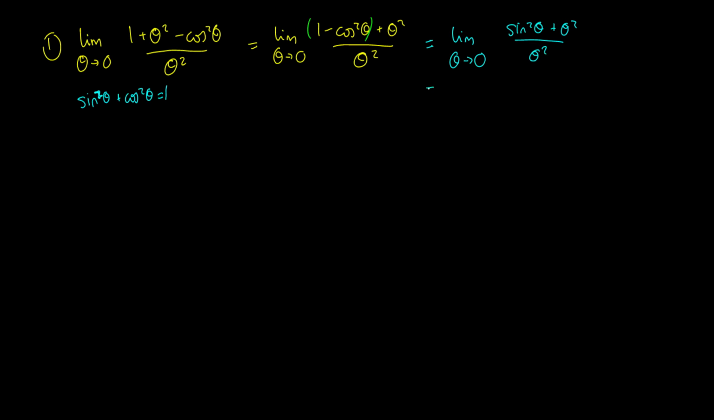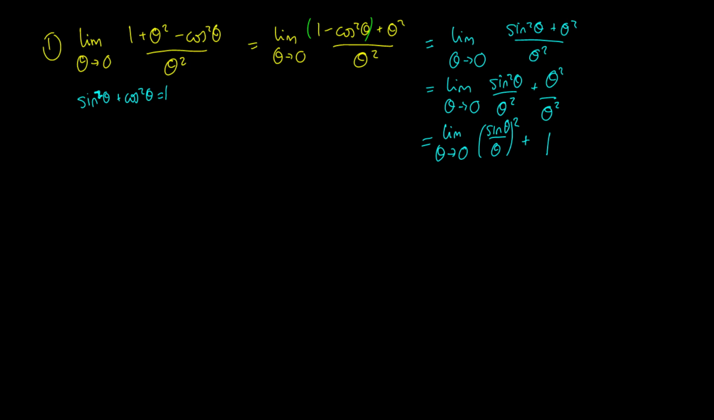So it's still difficult, and what we can do is we can break this up. So we can say the limit as theta goes to 0 of sine squared theta over theta squared plus theta squared over theta squared. Okay, now what we can do here is we can recognize that theta squared over theta squared is equal to 1, and sine squared theta over theta squared, this is a little bit trickier to comprehend, but remember that sine squared theta is the same as sine of theta all squared. So we can factor out the square, so it's sine theta over theta, squared.